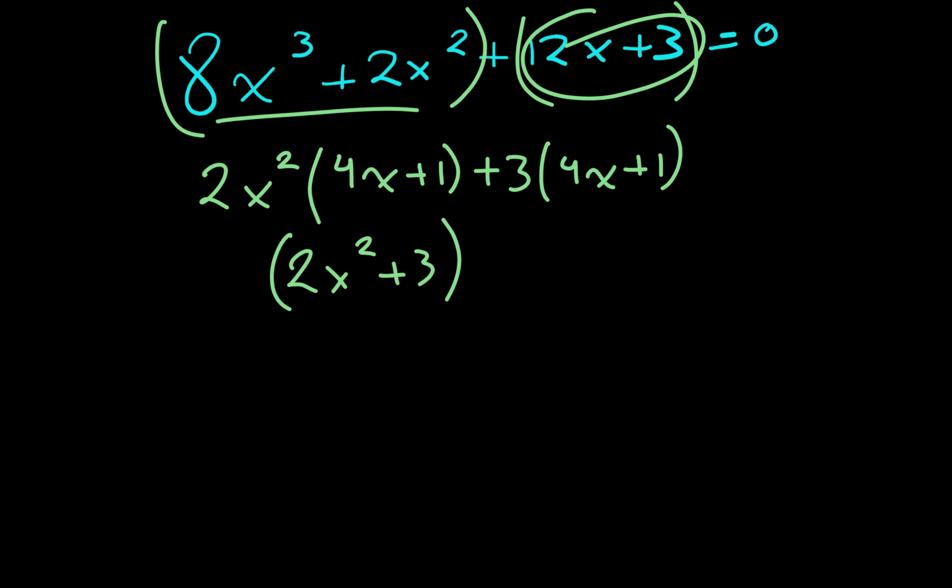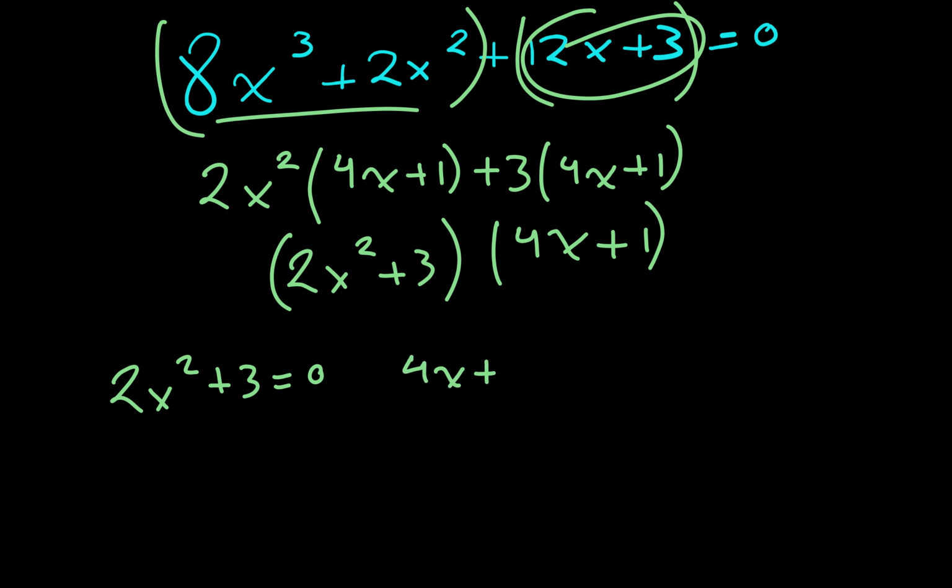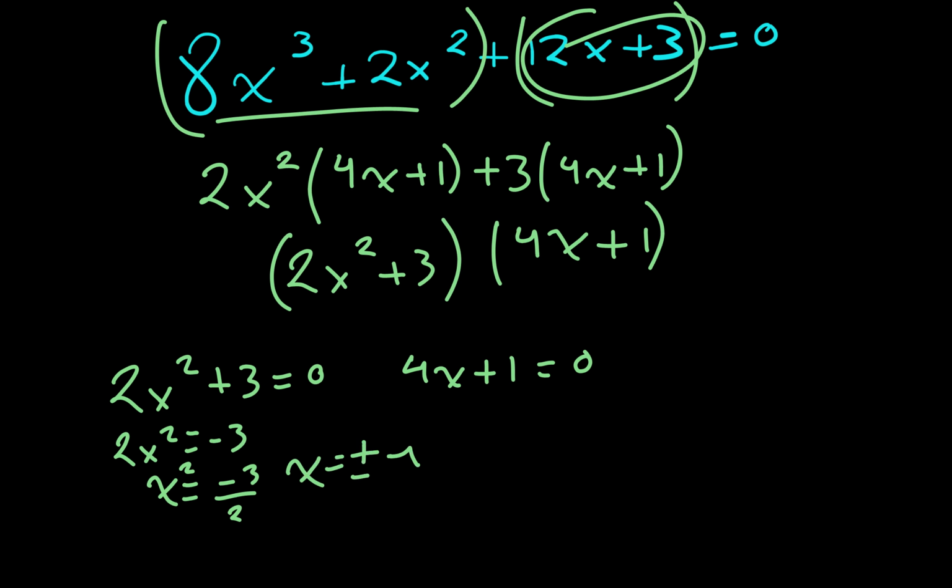and 4x plus 1. And what we'll do is set them back up equal to 0. 2x squared plus 3 equals 0, and 4x plus 1 equals 0. From here we'll be solving each equation. 2x squared is equal to negative 3, x squared is equal to negative 3 over 2. So x is equal to plus or minus the square root of negative 3 over 2. Here what we'll do is subtract 1 over 4. x is equal to negative 1 over 4.